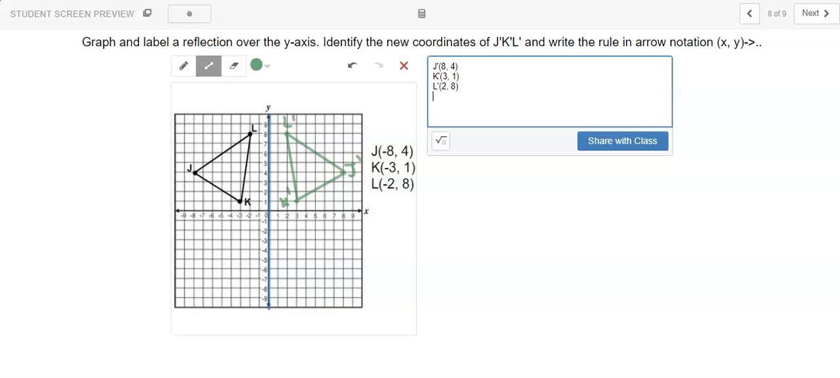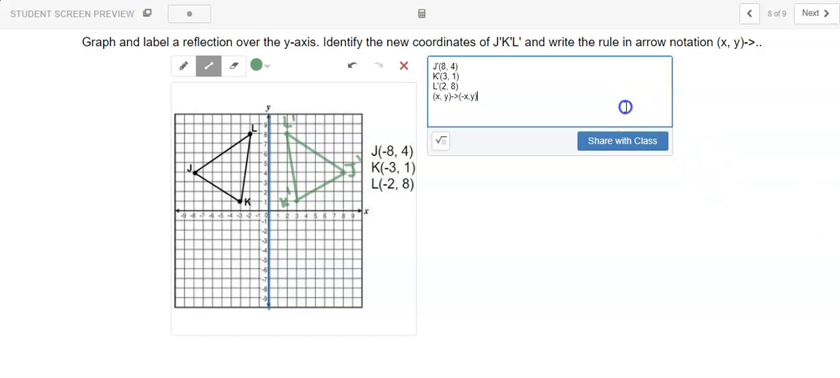So then I want to write the rule for this. So what I'm saying is if I have x and y, I'm changing it so that it looks like this. So when I went over the y, one piece stayed the exact same. If I compare J to J prime, the y value stayed the exact same, so it's still going to be y. But then the x value changed sign. So the x value changed to the opposite.